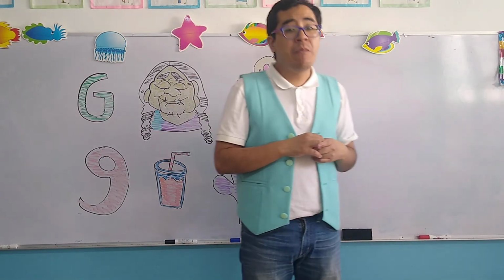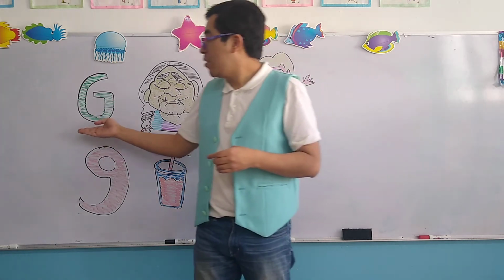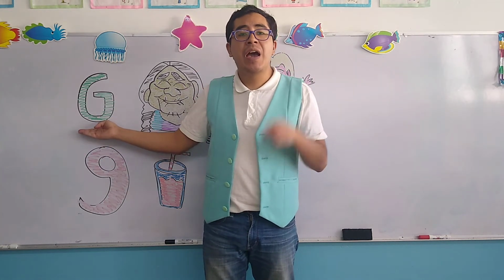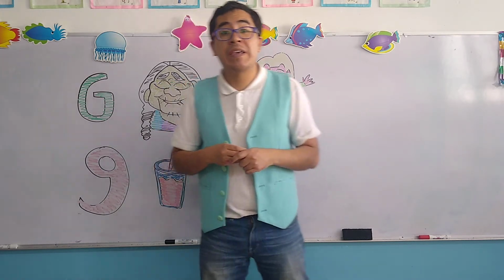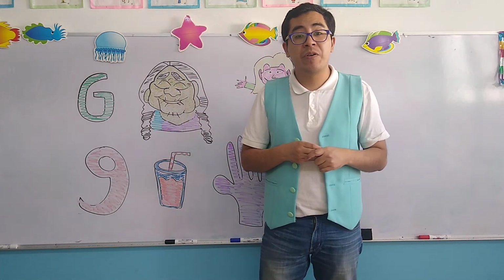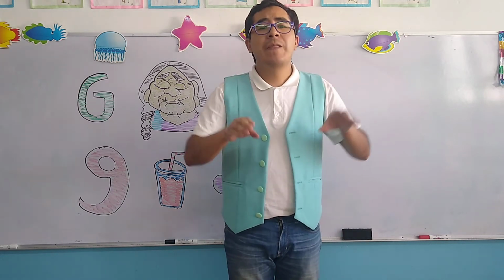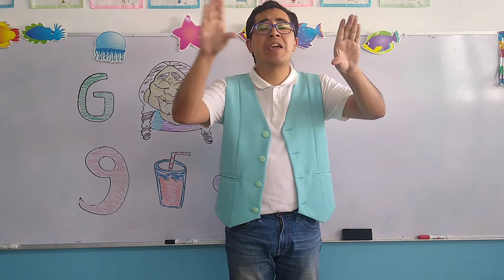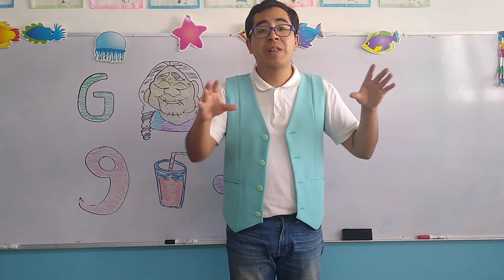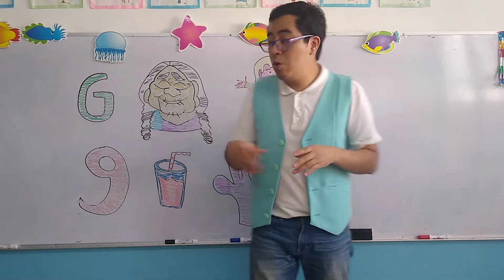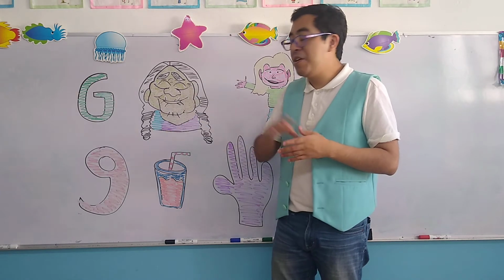The shape and form of the letter G is in color green, capital G, and we have two objects for this letter. The first one is grandmother, okay? Now, first of all, the word grandmother in Spanish, abuela. And there is no better example than the grandmother Coco. So that's why I put it right here.